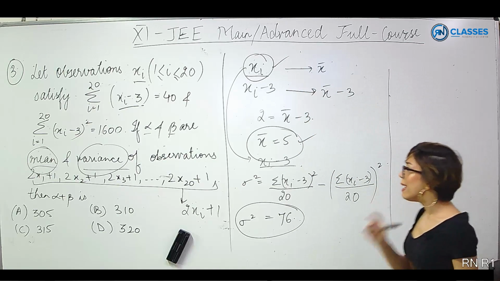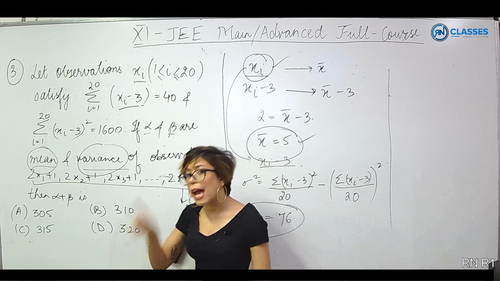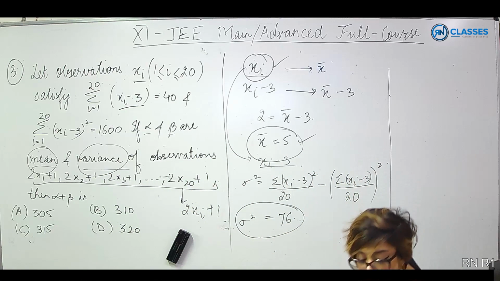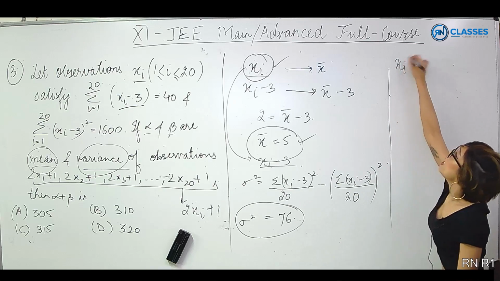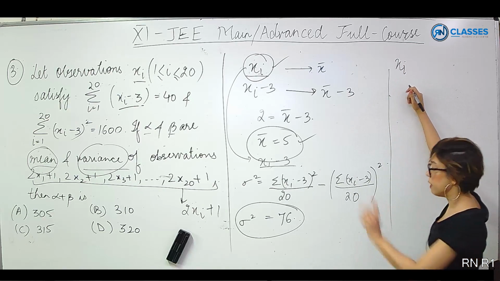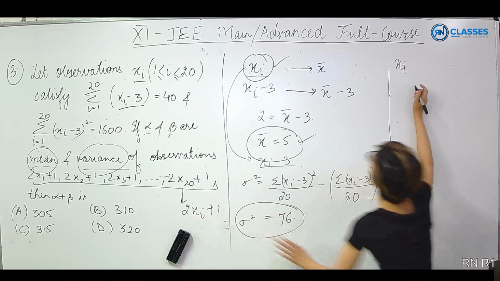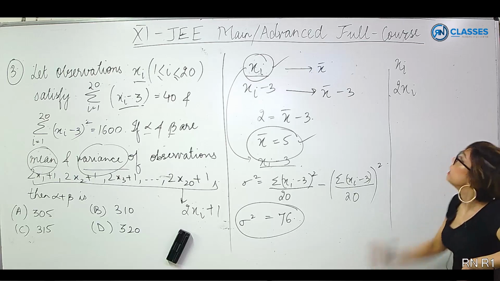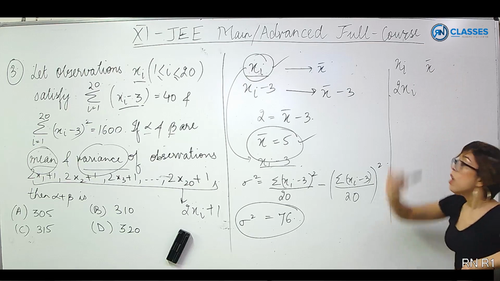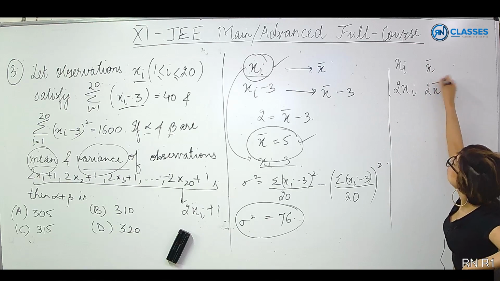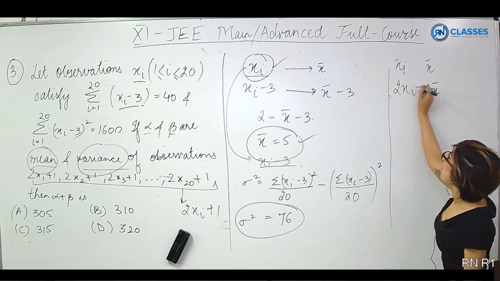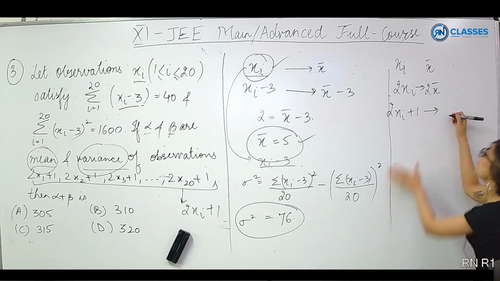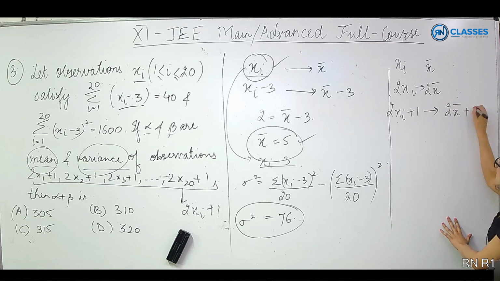Right? Mind it, I don't have to talk about xi. Actually, I need to talk about 2xi plus 1. Let me see what happens. Right? Now, my observation is not xi, but 2xi plus 1. So, let me move systematically. 2xi. If I am multiplying each observation by 2, what happens to the mean? If the mean over here is x bar, mean over here is 2x bar. Alright? Okay. Now, plus 1, 2xi plus 1. So, obviously, my mean will become 2x bar plus 1.